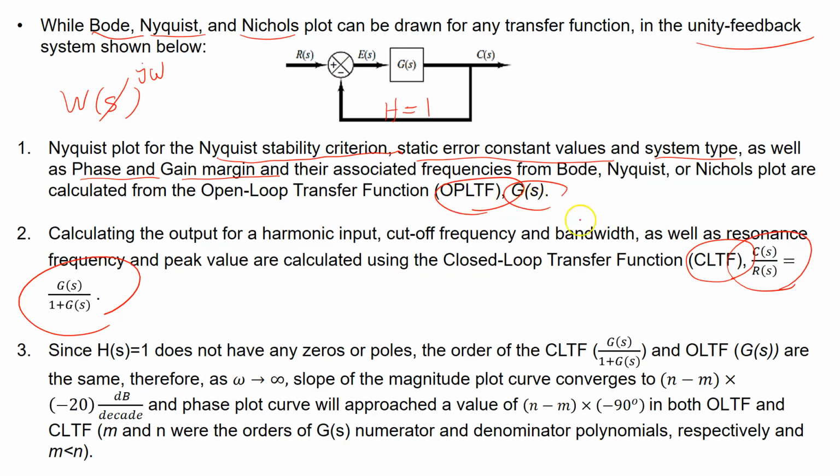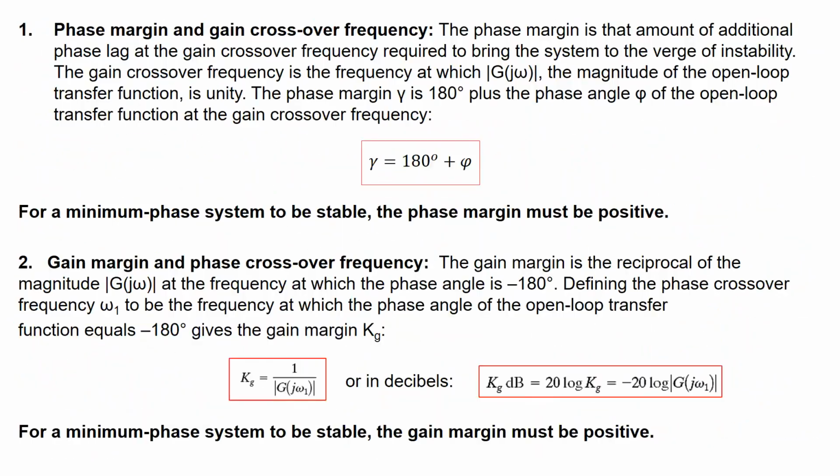Open loop, not the closed loop. We're going to plot it for open loop. In this case, G times H, and H is 1, so it's just G. What about the static error constant values? Again, Kp, Ka, and Kv, and the system type. What do we do? This is this part of our lecture.